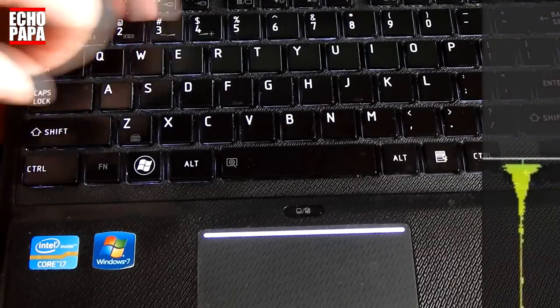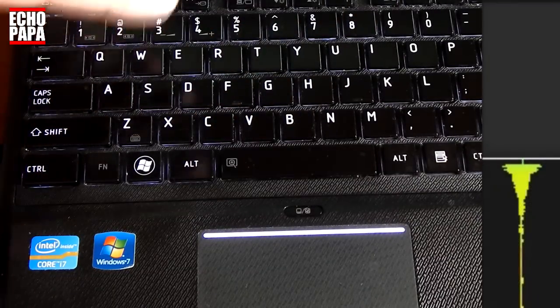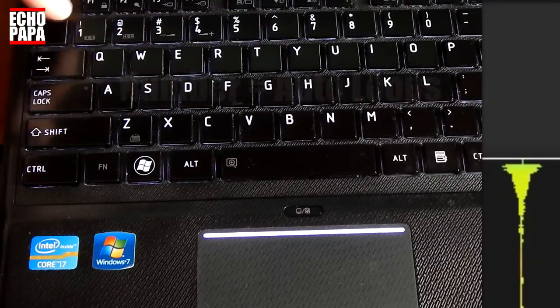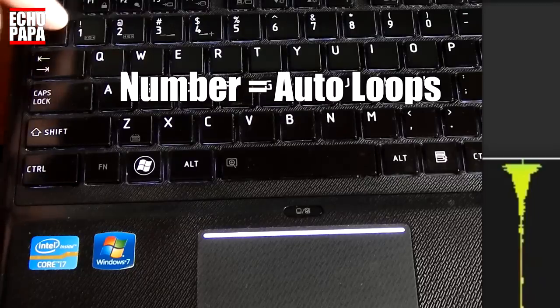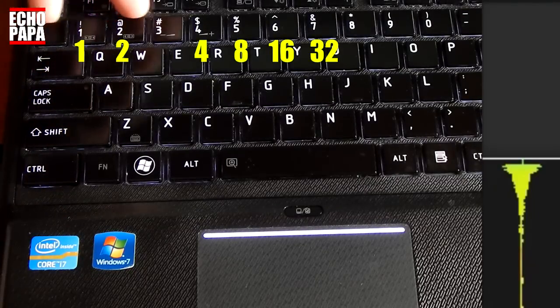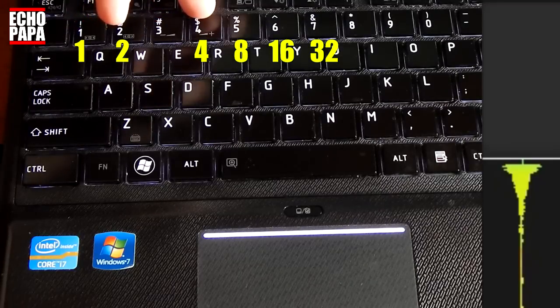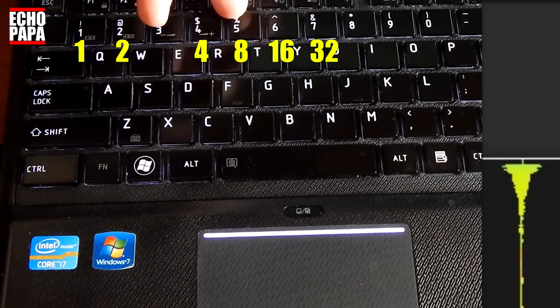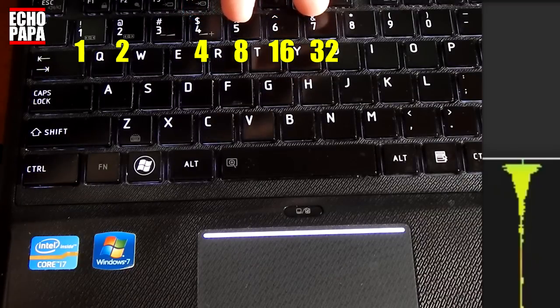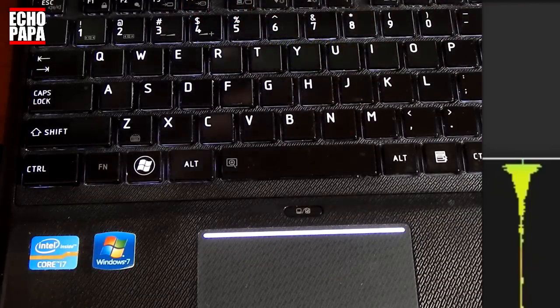Now the number keys, when we're not using them as hotkeys, when you just press them without pressing the Alt and the Control, they're actually going to function as a loop. They're going to be auto loops. Number 1 is going to be a 1-beat loop, 2, 2-beat loop, 3 does nothing, 4 is a 4-beat loop, 5 is an 8-beat loop, 6 is a 16-beat loop, and 7 is a 32-beat loop. 8 and 9, they do some other stuff.